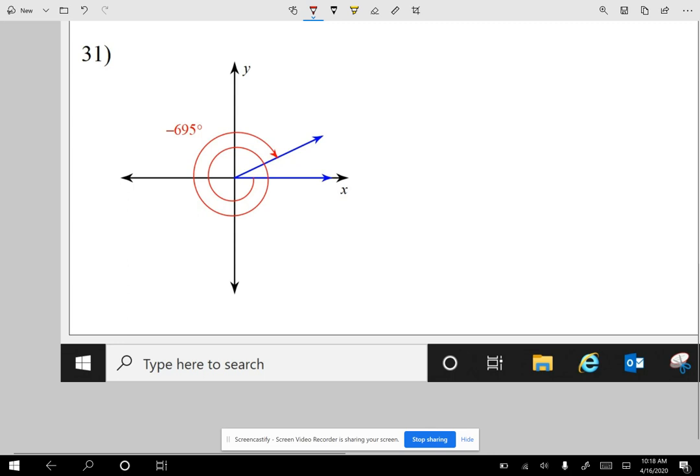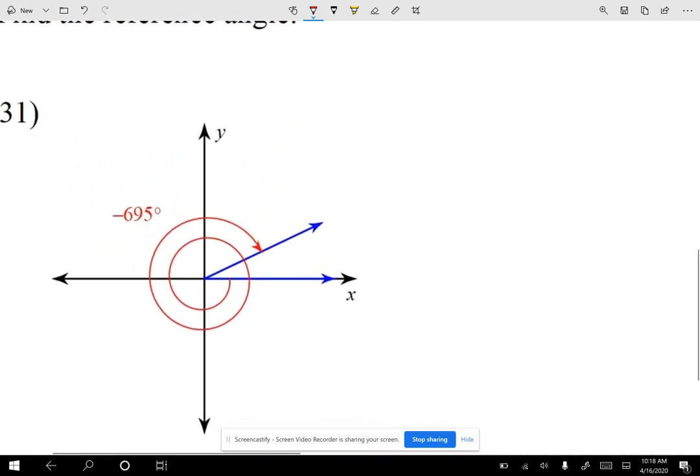Now let's take a look at number 31. I'm going to start here. That's 90, right, from a vertex to another vertex. That's another 90. That's another 90, another 90, another 90, another 90, and that's another 90. So far, let's see, I have 1, 2, 3, 4, 5, 6, 7 90s. 7 times 90 is 630.